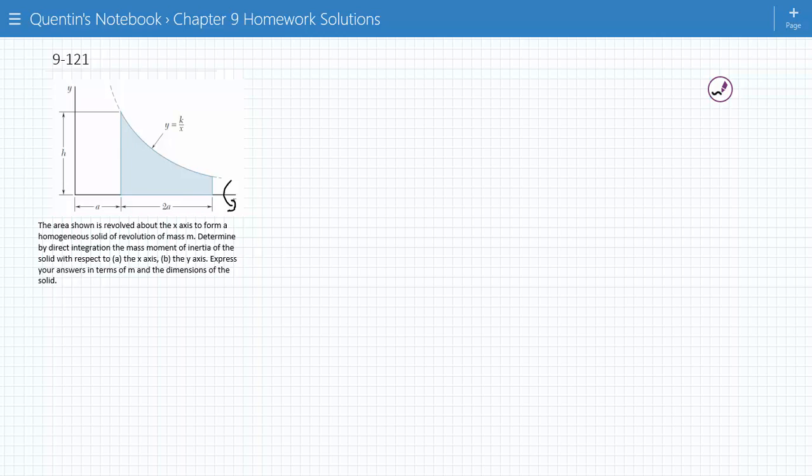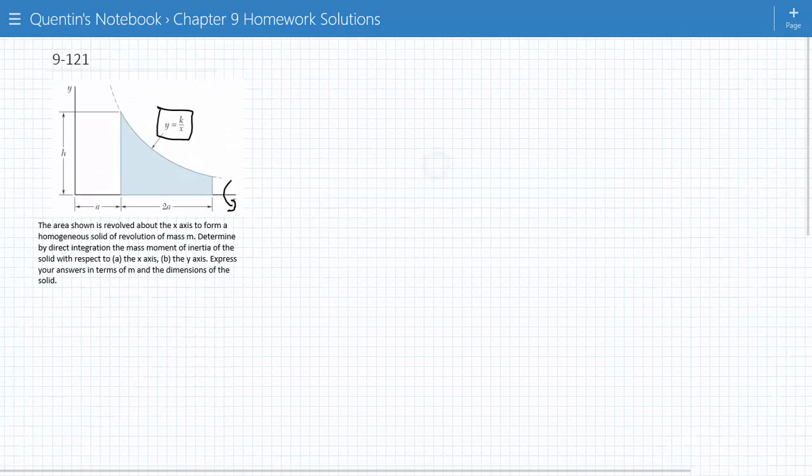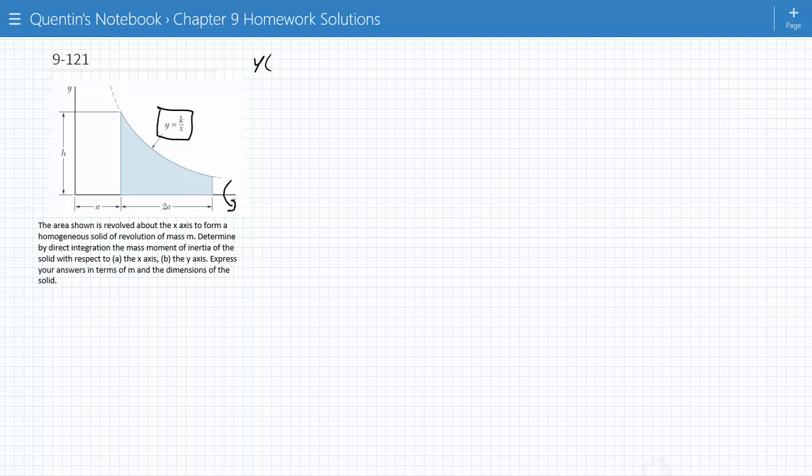One of the first things we need to look at is this equation right here that has a k. We want to get rid of that k, so how do we do that? Well, what do we know? We know y at a is equal to h, and that's equal to k over x. In this case, x is a. So therefore, k is equal to ah. So y is equal to ah over x.